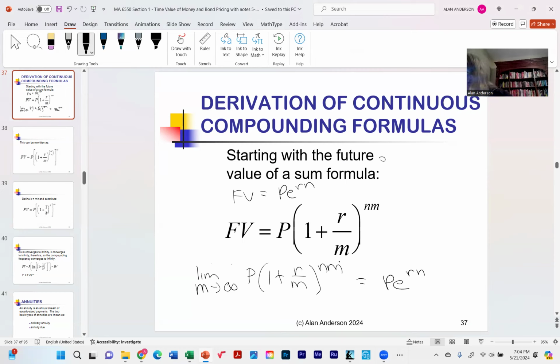based, of course, on the definition of e as the limit as x goes to infinity, as we saw yesterday, of 1 plus 1 over x to the x power. All right, so we're going to use the same logic to demonstrate why the future value of the sum is equal to Pe to the Rn power. So by the way, just as a quick reminder from yesterday, R is the rate of interest.